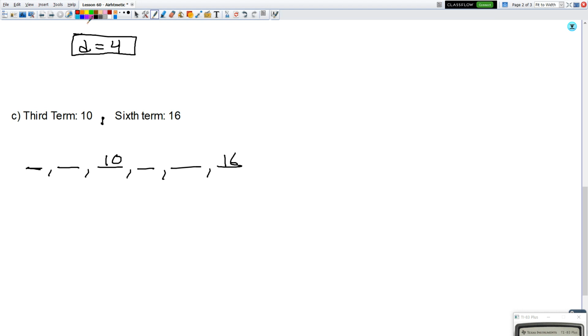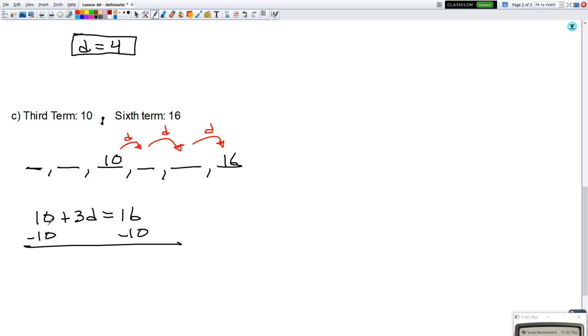Again, let's just use what we have. We know that if we start at 10, and if we add the common difference once, twice, and 3 times, we're going to end up at 16. Let's actually write an equation for that. So that means that 10 plus 3 common differences is equal to 16. Let's solve for the common difference by taking away 10. This is 6. Let's divide it by 3. So we know that the common difference has a value of 2.